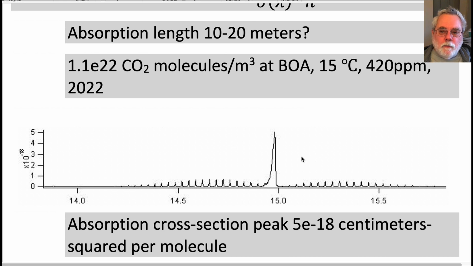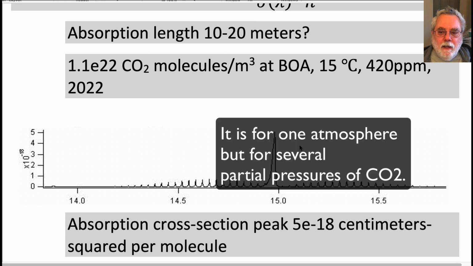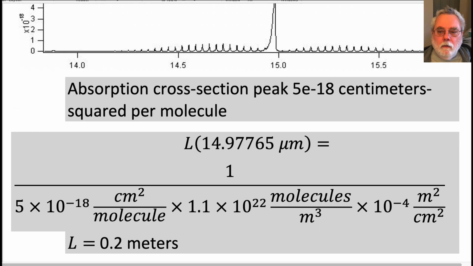Let's start with the absorption cross-section at the 14.98 micron peak wavelength, whose absorption cross-section is about 5 by 10 to the minus 18 centimeters squared per molecule from the cross-section graph. The cross-section value is a complicated function of temperature and pressure as well as wavelength, and this graph is not for plus 15 Celsius and 1 atmosphere, so our calculation can only be approximate.